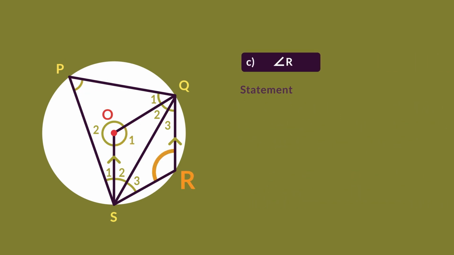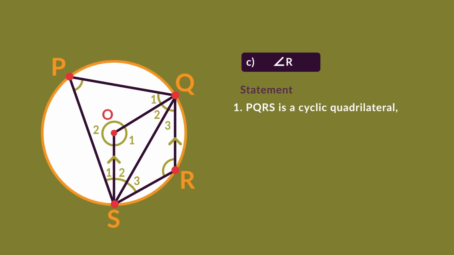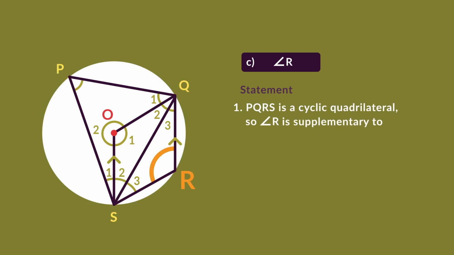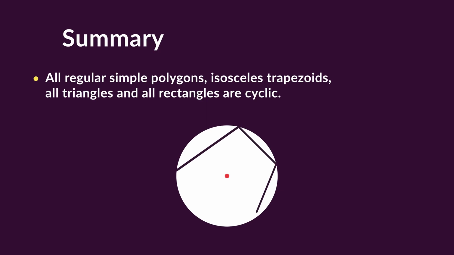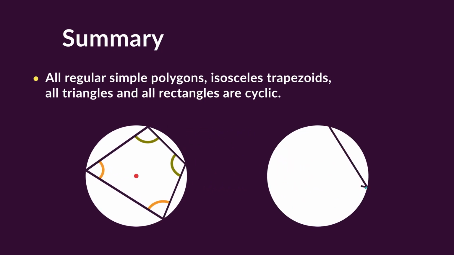Now we need to find angle R. PQRS is a cyclic quadrilateral. This means that angle R is supplementary to angle P. So angle R is equal to 120 degrees. In summary, you can prove that a quadrilateral is cyclic if you can show that a pair of opposite angles are supplementary. It follows logically that the other pair is supplementary as well. If a line segment subtends two equal angles on the same side of the line segment, then the 4 points are concyclic.